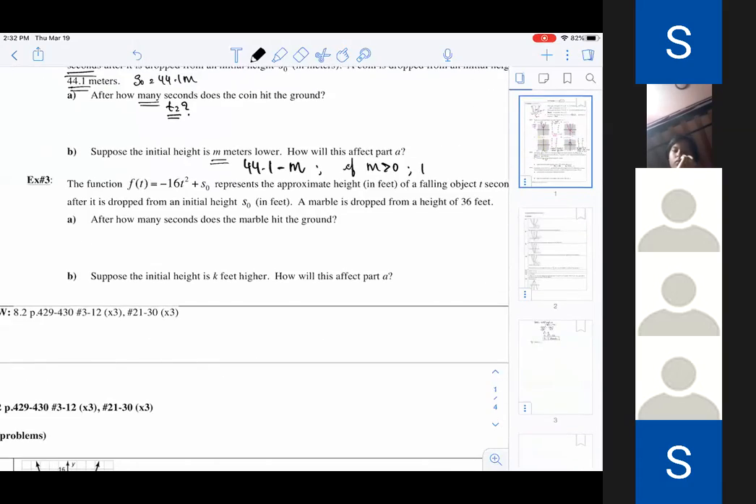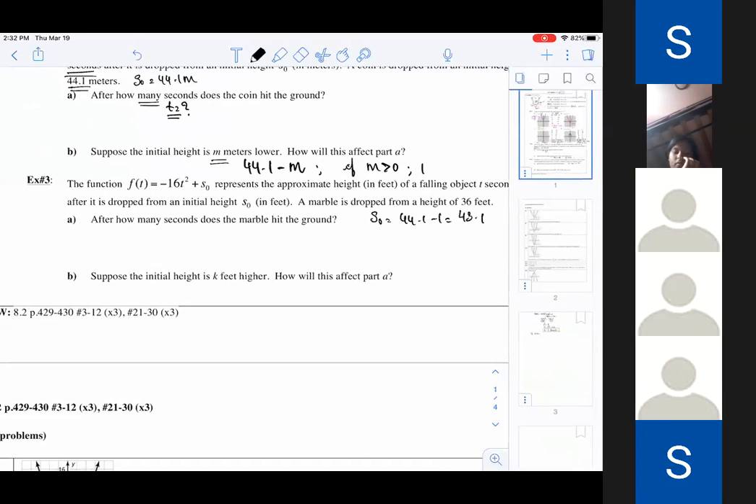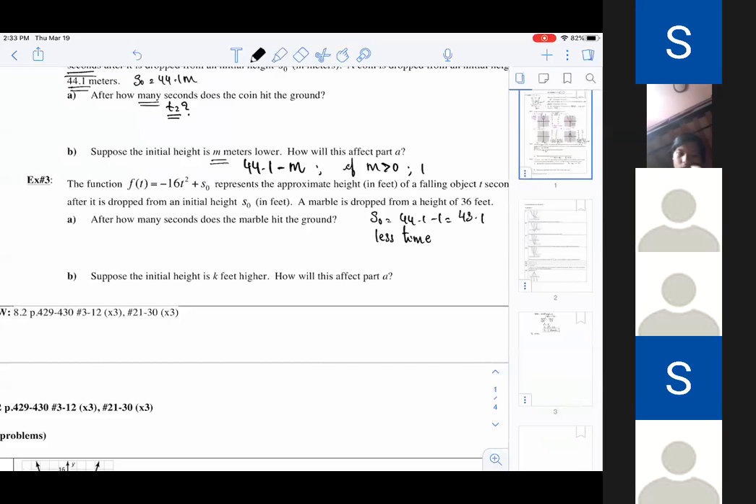If m is greater than 0, let's say it's 1, then the initial height is going to be 44.1 minus 1, which is 43.1. In that case, what do you think the time will be? Will it take more time or less time? Less time. You're right. Less than 3 seconds, because we already found the 3 seconds before.